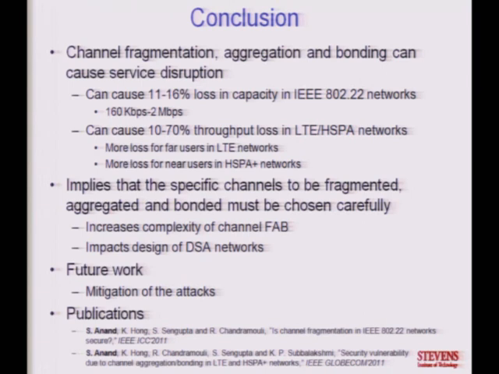And this implies that we have to really choose carefully which fragments we want to use or which channels we want to really bond or aggregate. So the channel fragmentation aggregation problem, which is currently specified as just pick two channels of 6 MHz each and you will get 12 MHz, that's not really true.